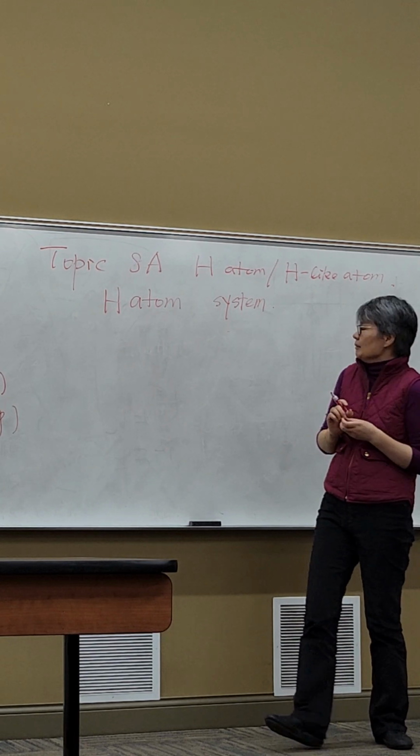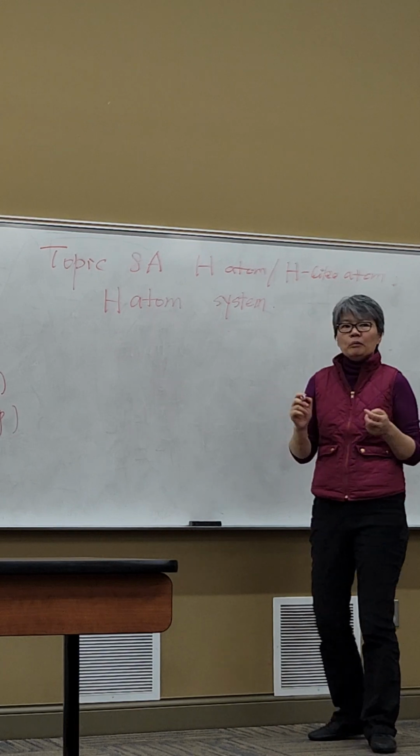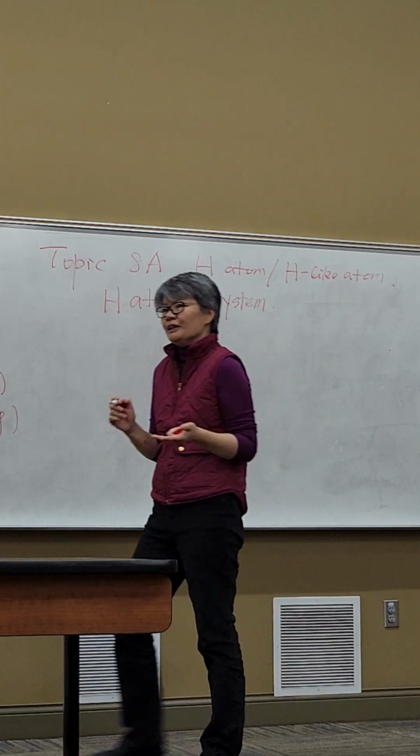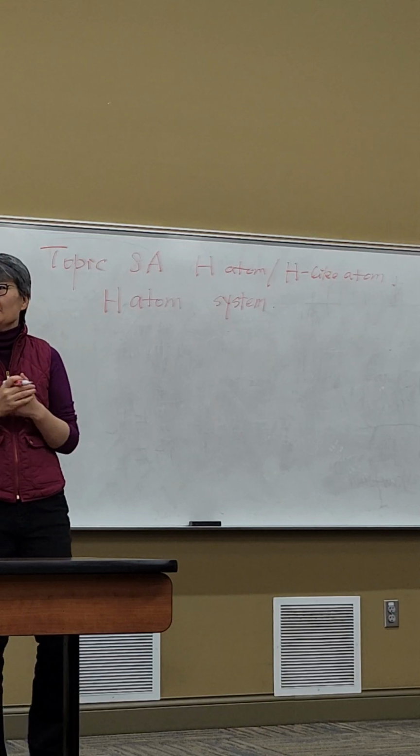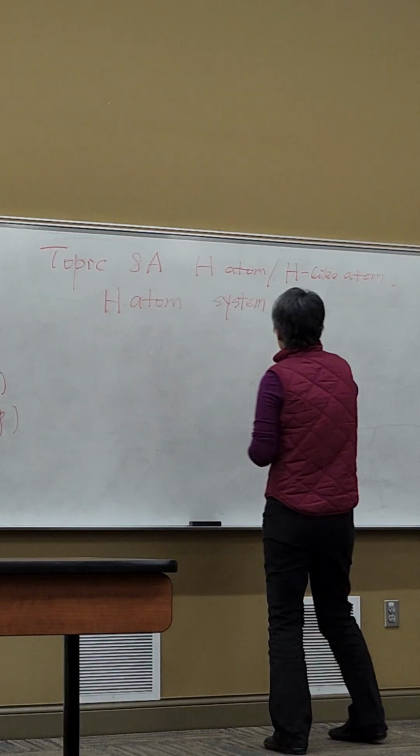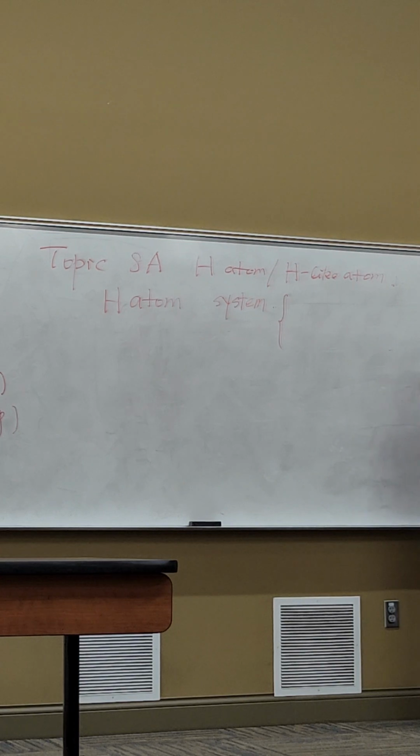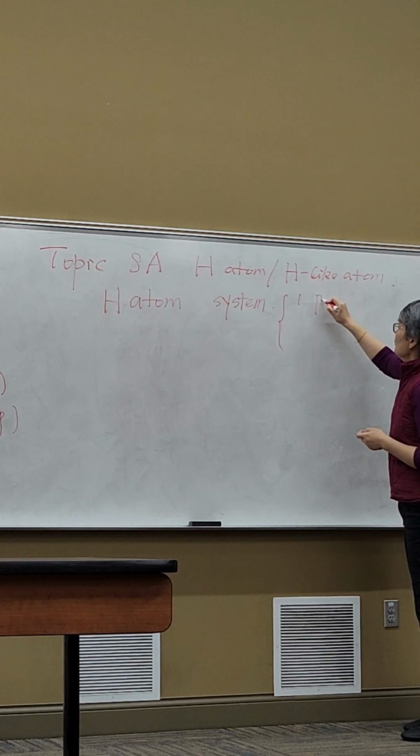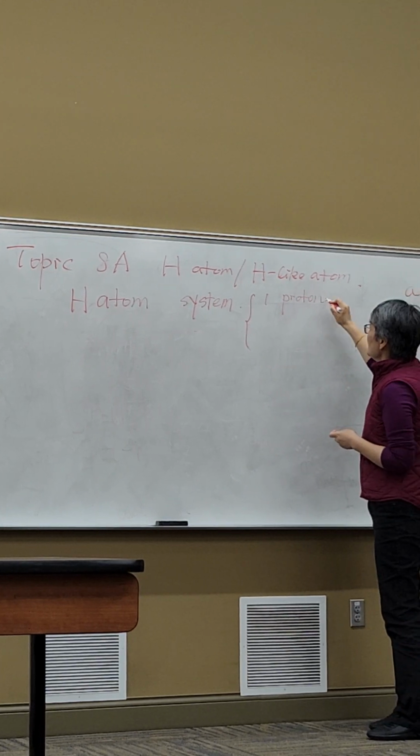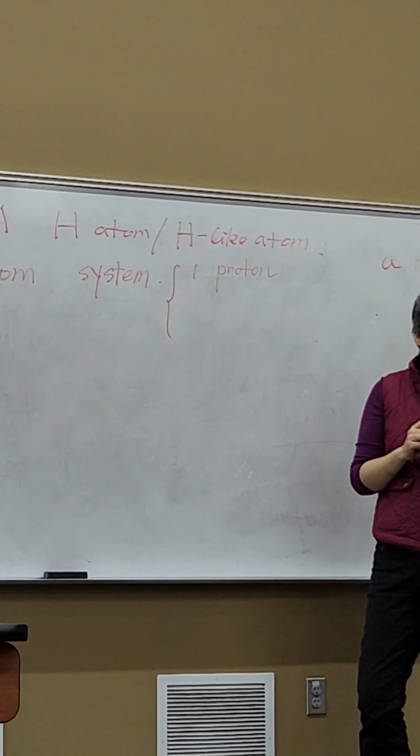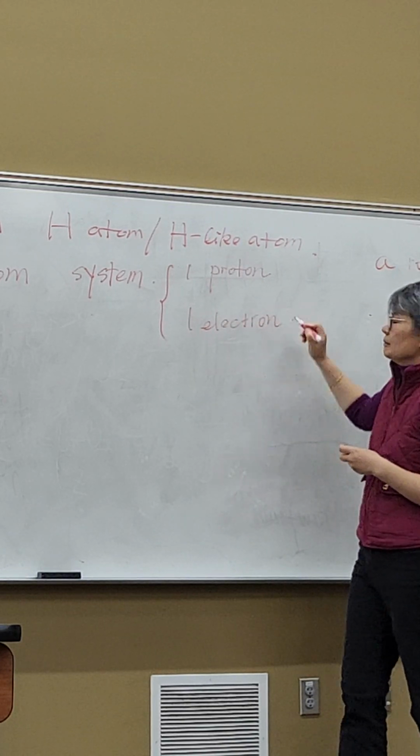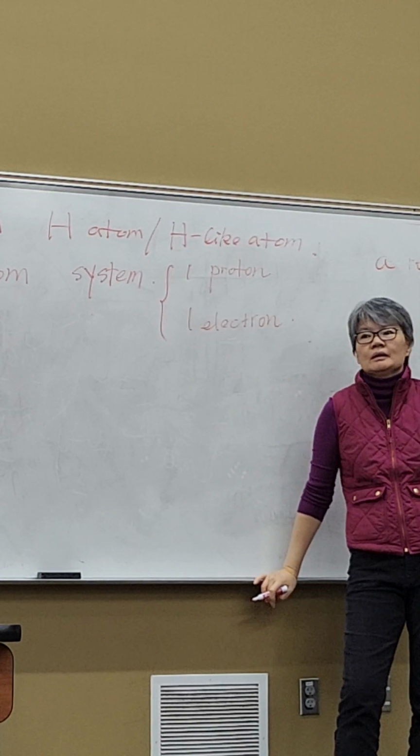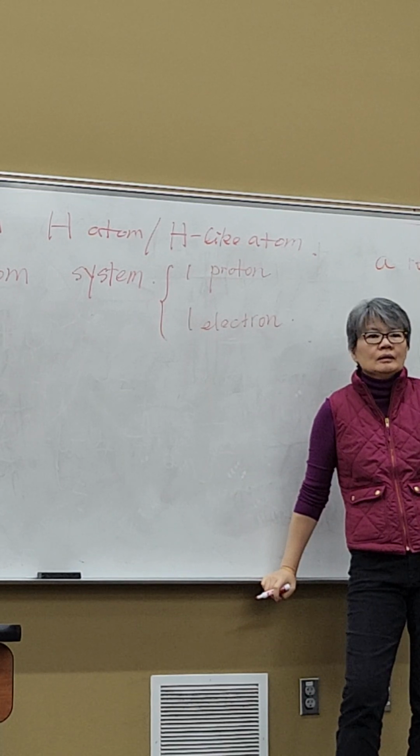Now, in this system, do we have a single particle, multiple particles? Two. Two particles in the hydrogen atom? Then what are they? One proton, one electron. You have one proton, you have one electron. Yeah, good.